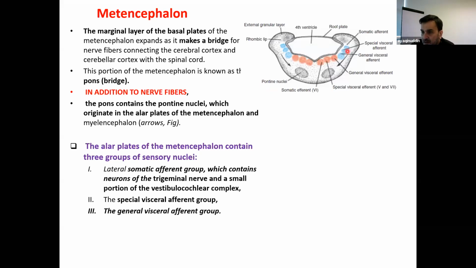Then the second group of the sensory nuclei in the alar plate are the special visceral afferent group. In the lower part of the pons, you have the uppermost part of the nucleus solitarius, which is going to be for the taste sensations from the anterior two-thirds of the tongue. General visceral efferents are usually not represented in the metencephalon.